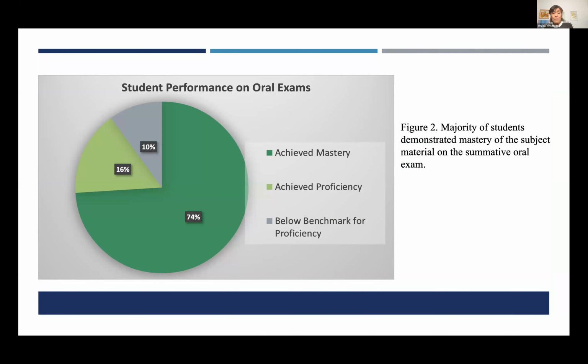I would say 74% of the students achieved mastery. 16% of the students achieved proficiency. And 10% were below proficiency. I follow the 80-20 or 90-10, mostly 80-20 rule. I try to get 80% of the students. That's my benchmark. If 80% of my students get an 80 and above in any of my classes, I'm fine.